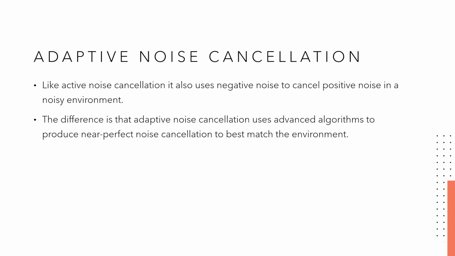Finally, adaptive noise cancellation. It is similar to active noise cancellation in the sense that negative noise is added to cancel the positive noise in a noisy environment. The difference between adaptive noise cancellation and active noise cancellation is that it uses advanced algorithms to produce near perfect noise cancellation to best match the environment.